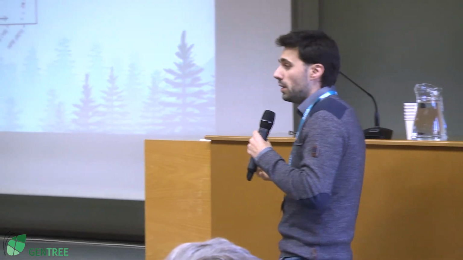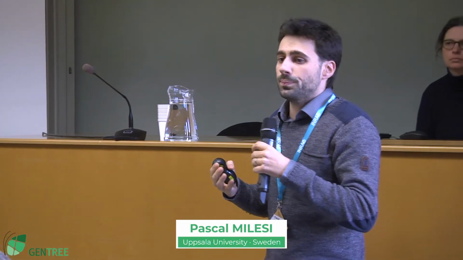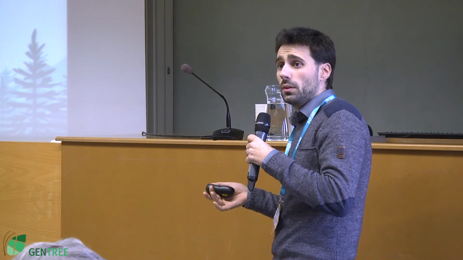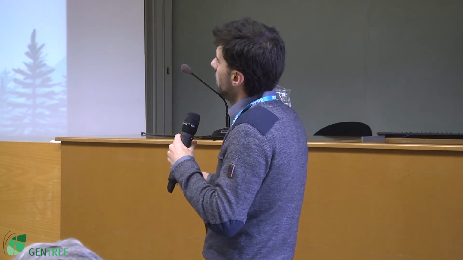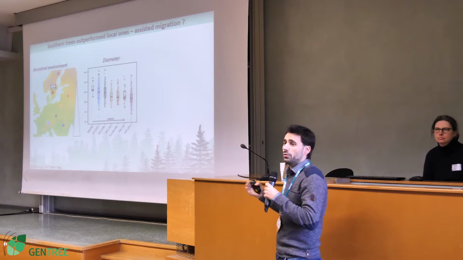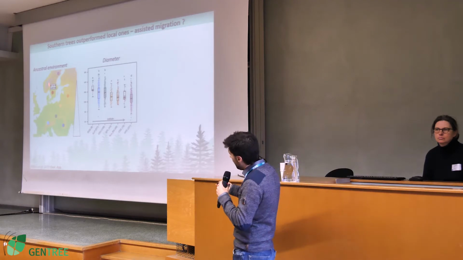So this suggests that we can use strategies such as assisted migration to anticipate the change in environment, using the idea that this population includes pre-adapted genes for the future environmental conditions we will have in Sweden.